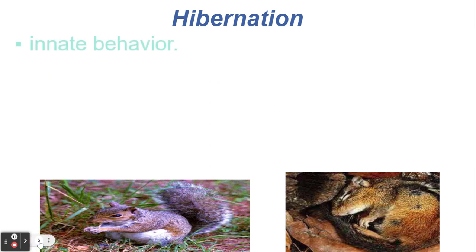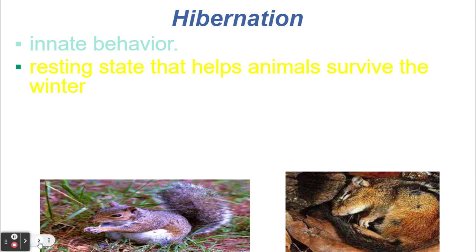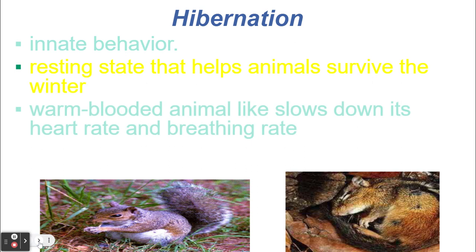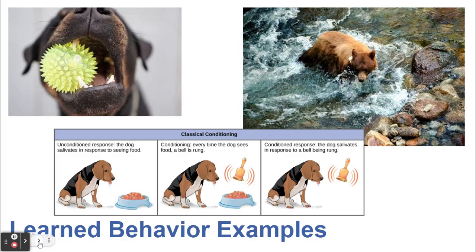Hibernation is an innate behavior. It is a resting state that helps animals survive in the winter because food is not available. Warm-blooded animals slow down their heart rate and breathing. Learned behavior, here are some examples of that: we can teach a dog to fetch, or a bear has to teach the other bear how to hunt and get food.